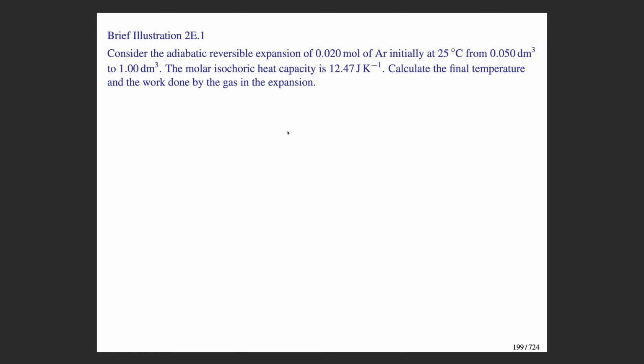So here we have a problem where we're asked to consider an adiabatic reversible gas expansion involving 0.02 moles of argon gas. It's initially at 25 degrees Celsius and 0.05 liters. It then expands to 1 liter. We're given the value of the isochoric heat capacity. They want us to calculate the final temperature of the gas and the work that's being done by the gas during the expansion.